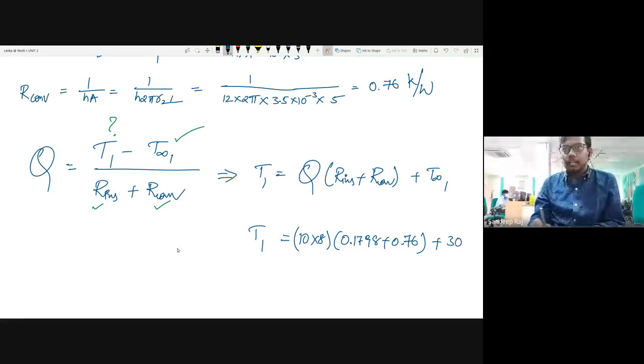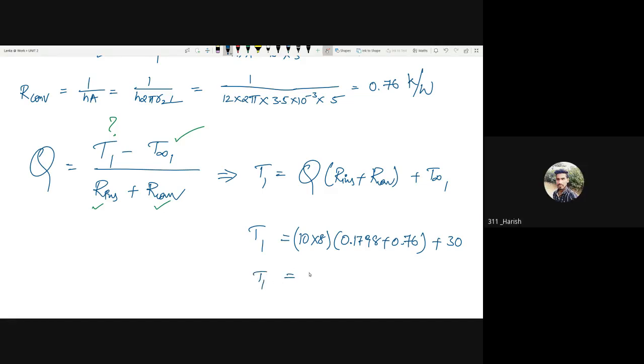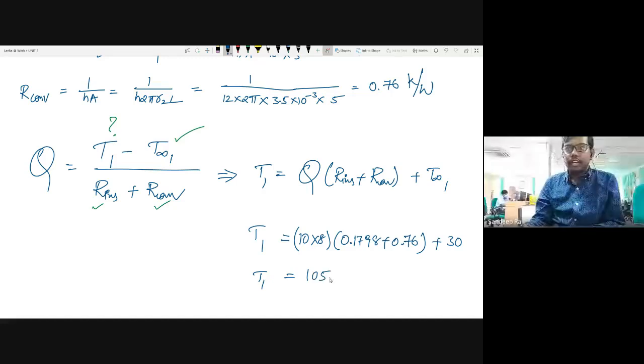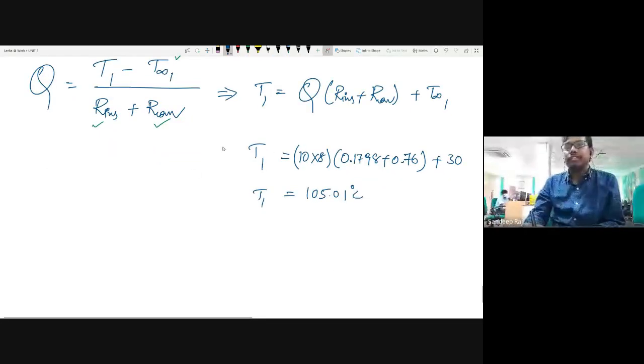Yeah. Somebody tell me what is T1 now? 105.01 degrees centigrade. Good. So you got T1 now. Okay, this is your T1. This is what he's asking you to find, and you have found out.